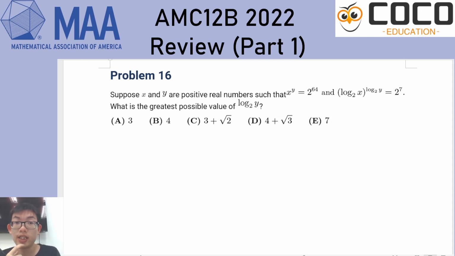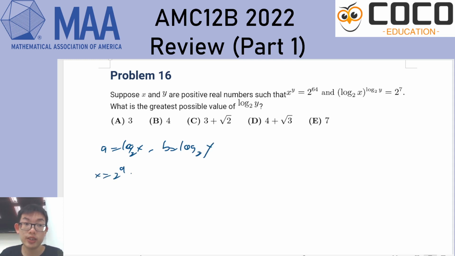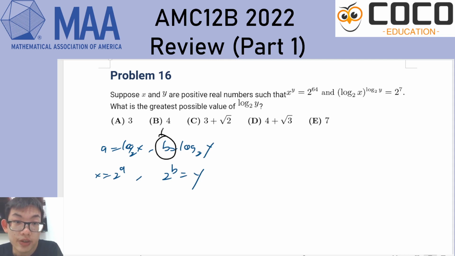And I think what I want to do is let a equal log base 2 of x, and b equal log base 2 of y. Personally, I am always a bit partial towards using exponentials rather than using logarithms. So maybe it's easier to see that way, and also because I want the largest possible value of b, right? So that allows me to focus a bit more.